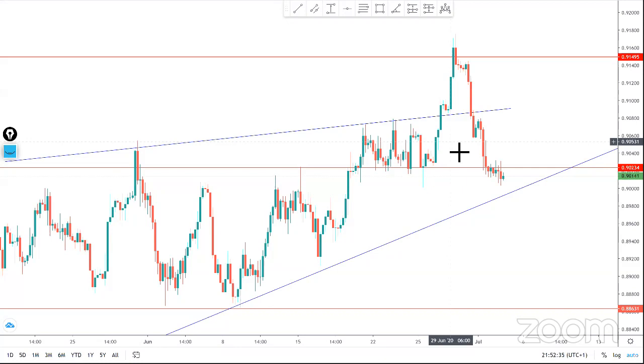Could you please repeat those five confluence factors to look for? Yes, confluence factors. Okay, yes. I'm going to repeat. Thank you.